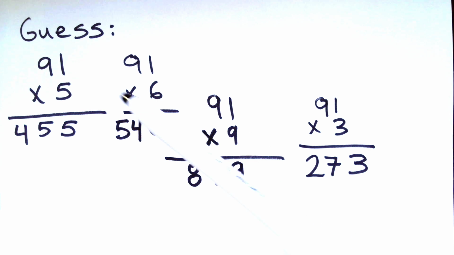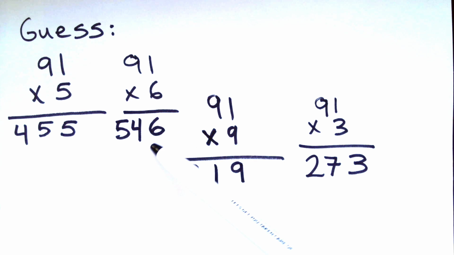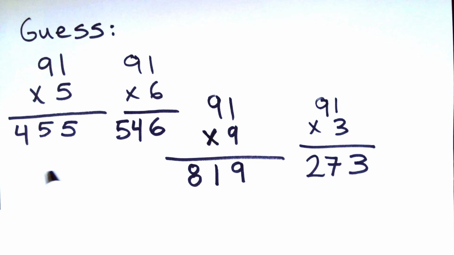All right, I'm going to try 6. 91 times 6. 6 times 1 is 6. 6 times 9 is 54. 546. 91 times 6 is 546. Does this go over my target of 600? No. So I'm getting closer to 600 without going over.